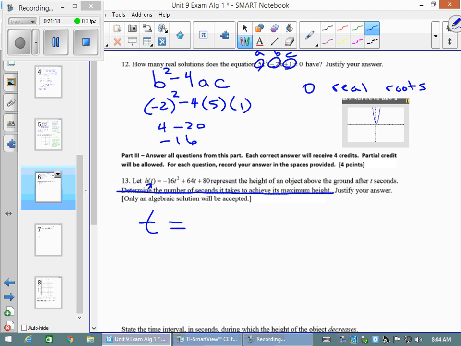So my a is negative 16, my b is 64. So t equals negative 64 over 2 times negative 16. So t is negative 64 over negative 32, which would give you 2 seconds.